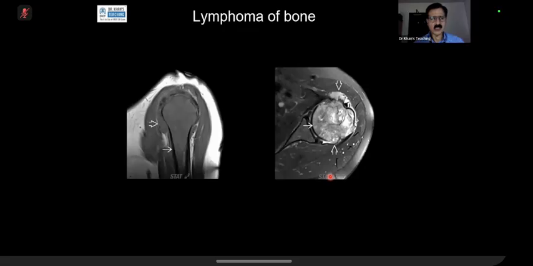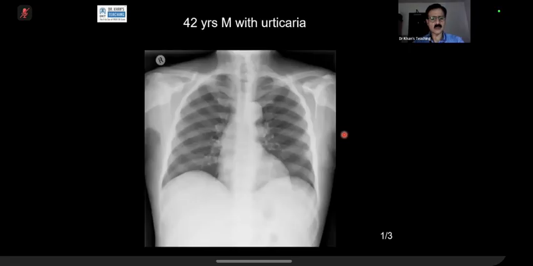Now, whenever you see something which is low on T1, the next sequence you have to look at is the STIR sequence. Anything which is low on T1 and high on the STIR sequence means trouble. It can be infections also, but it can be tumors also. What do you think about the bone density here? The bone density, I think it's increased.